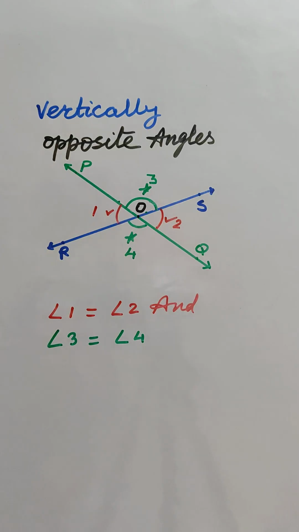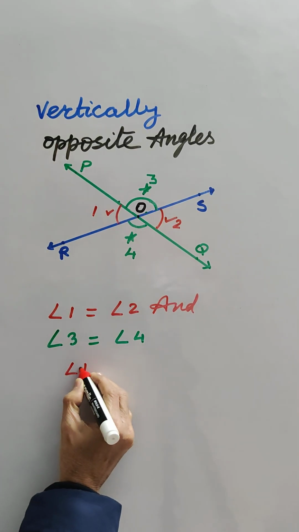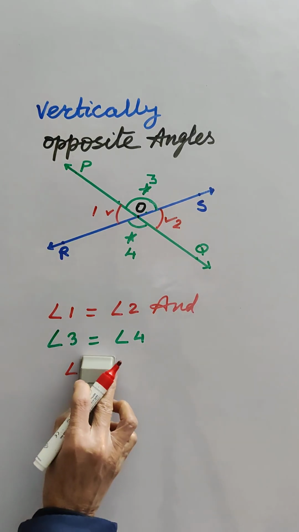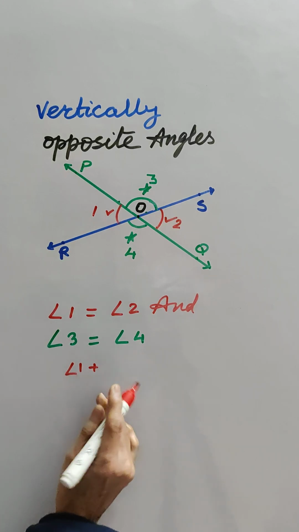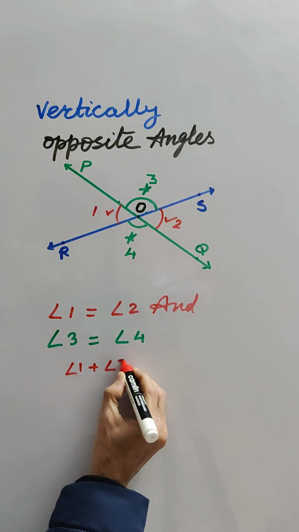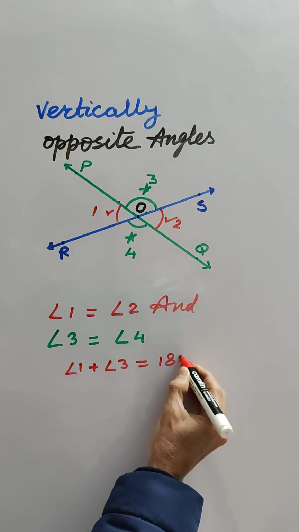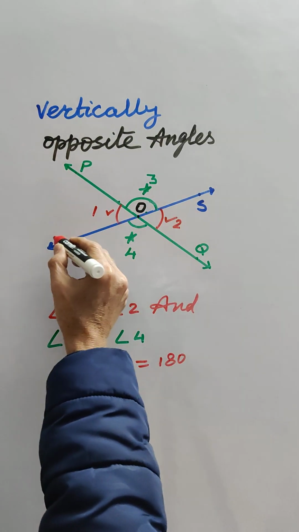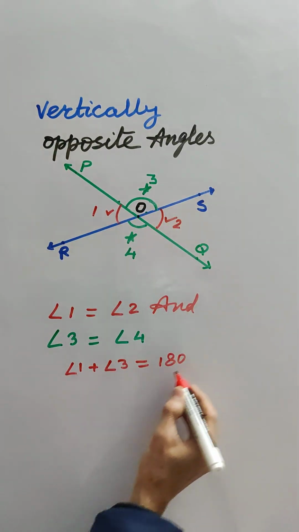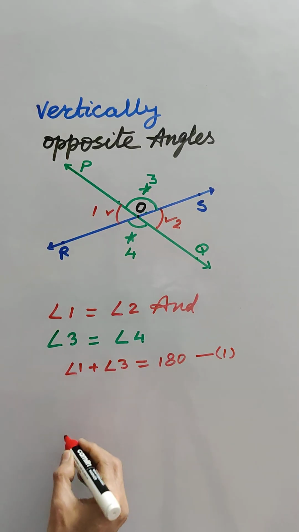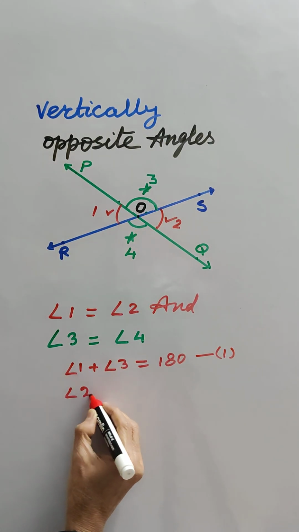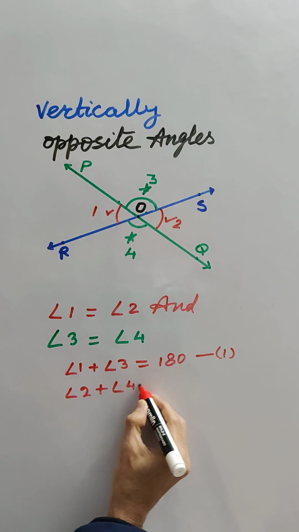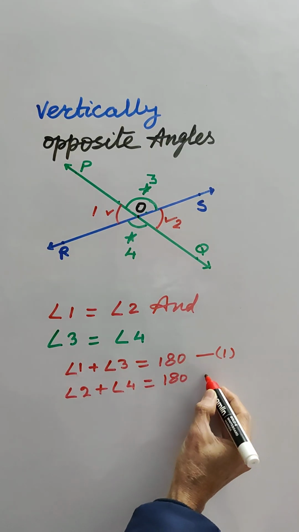We can prove it very easily, as angle 1 plus angle 3 is equal to 180 degrees, since the angles are formed on a straight line ROS. This is equation 1. And so angle 2 plus angle 4 is also equal to 180 degrees. This is the second.